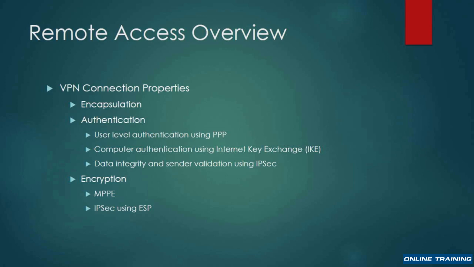When you configure a VPN connection, there are a number of different properties that have to be set, and these need to be set in the appropriate way so as to match the VPN server, or else we are going to have some issues. The encapsulation, authentication, and encryption, and this is really just talking about what is happening. So we've already said encapsulation is going to package the data, and the encapsulation is just dependent on the protocol that you use. That's not really a choice you make per se.